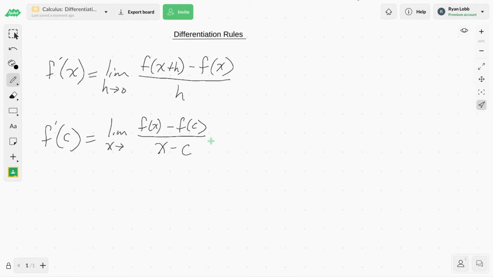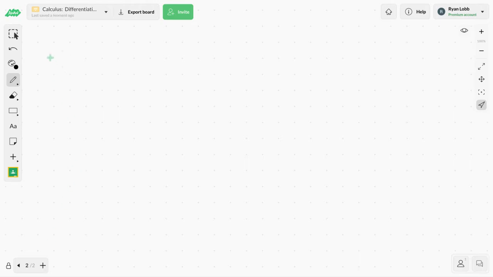So these rules come from really using this limit definition and generalizing to other types of functions. Although we might not be explicitly using these limits, that's where these rules are going to be coming from, so keep that in mind. The first one we have here is pretty simple. It's just called the constant rule.